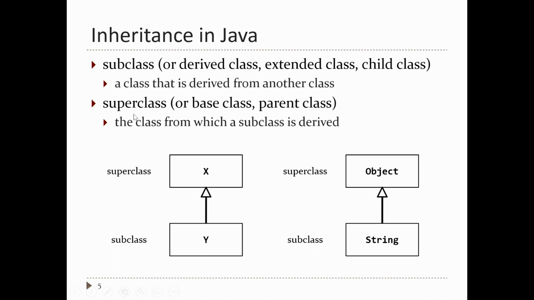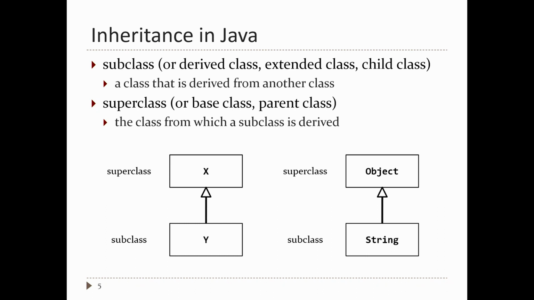And then there's the superclass, or base class, or parent class. That's the class from which a subclass is derived. So X is the superclass, Y is the subclass. An example in Java would be Object as the superclass, and String as the subclass of Object. Every class that we've made so far in the course is also a subclass of Object, even though we didn't explicitly say so ourselves.